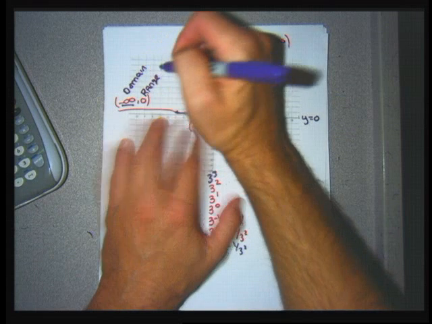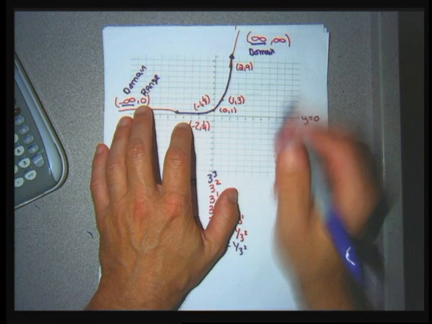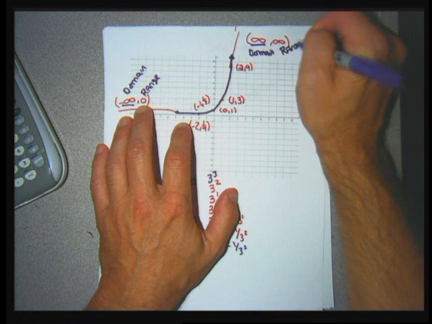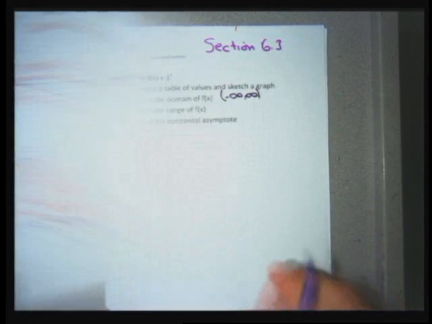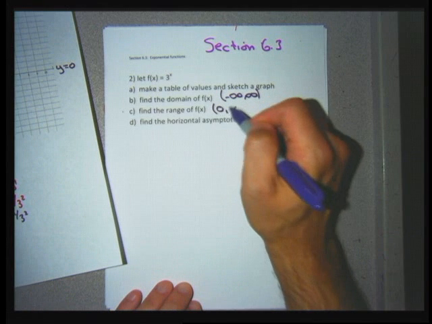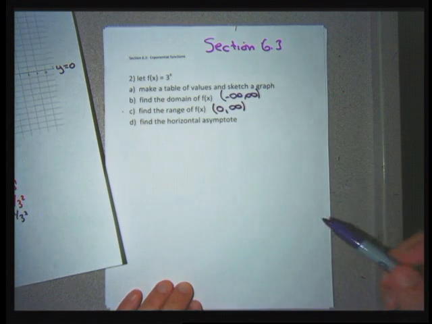It's going to have a round parenthesis because the graph doesn't touch the x-axis. And then for the top of my range, I'm going to take the top of the graph, which is y equal infinity. So for the range in this particular equation, I'm going to say the range is from 0 to infinity, that the graph is always above the line y equal to 0.